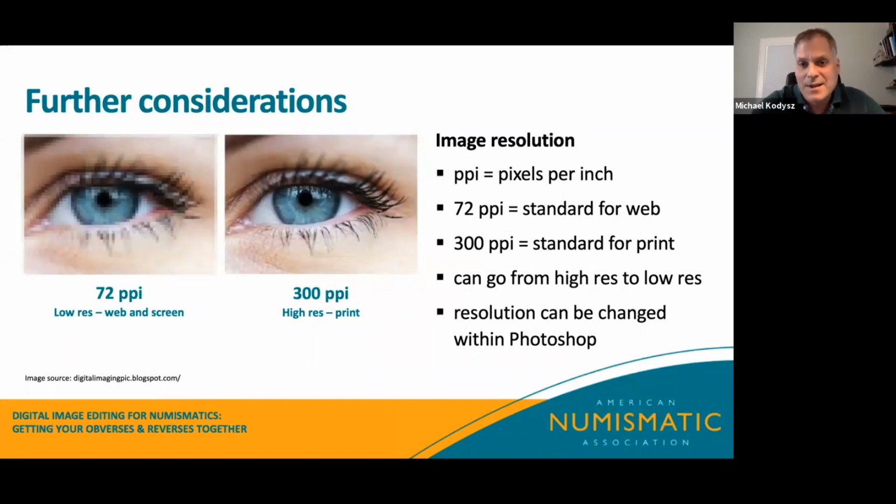Let's consider a few other things that we need to think about. Image resolution. 72 ppi is web and screen standard, because screens, TV screens, computer screens, any kind of electronic device, the resolution of those is 72. So PPI means pixels per inch. It's standard for the web, 72 pixels per inch. 300 is standard for print. You can go from high resolution to low resolution, but it's not usually advised to go from low resolution to high resolution. You can take data away, but you can't add data where there wasn't any. You can change resolution within Photoshop.